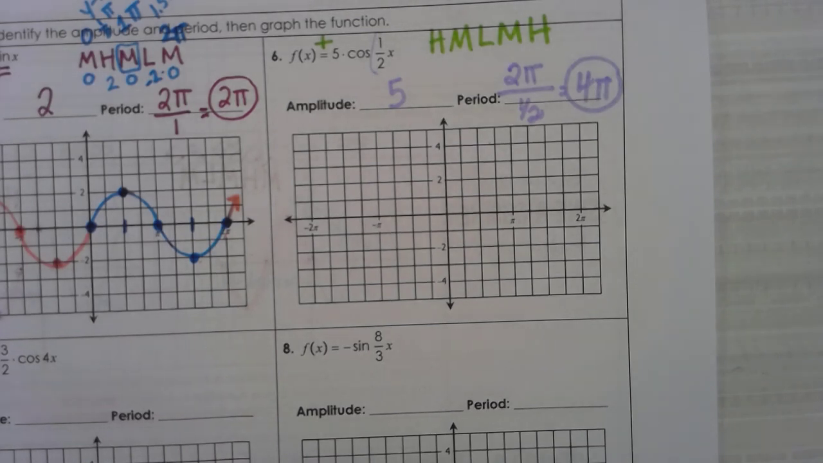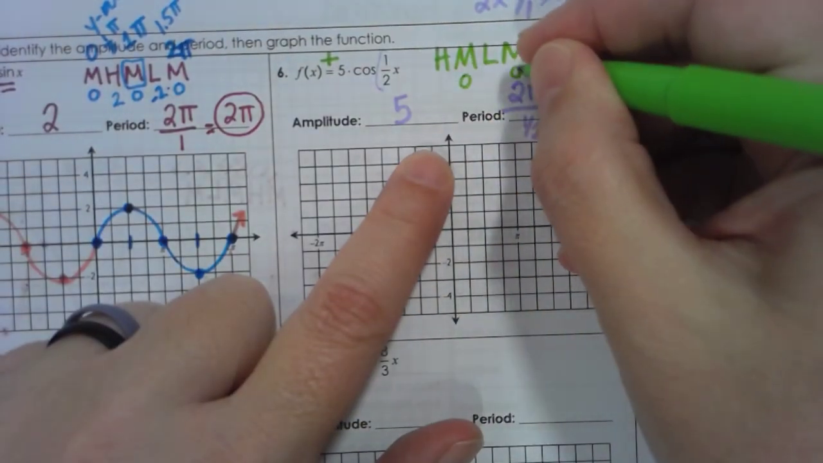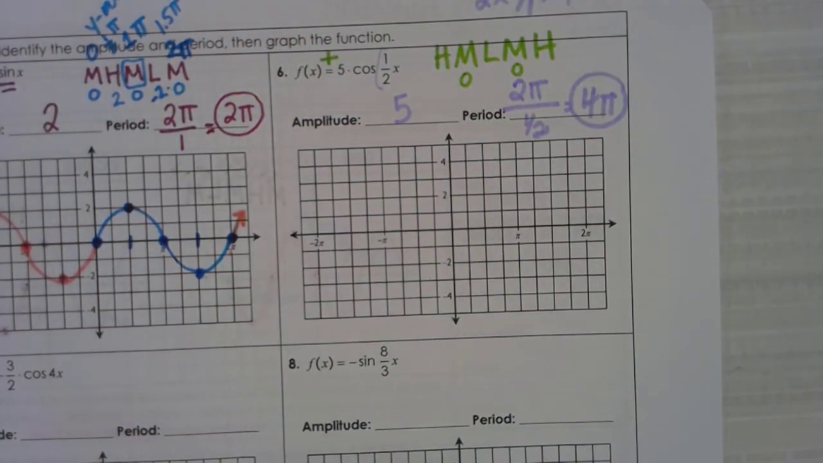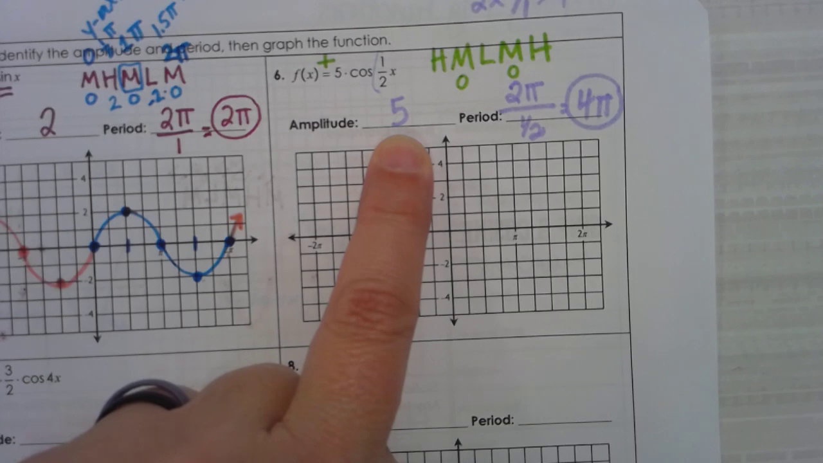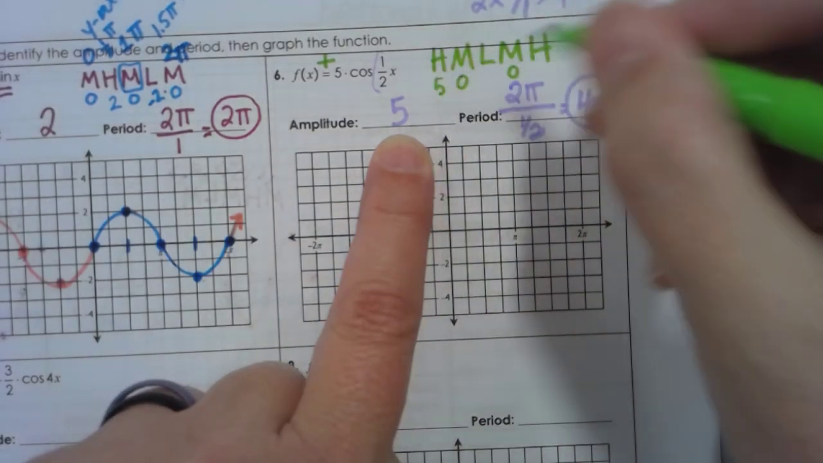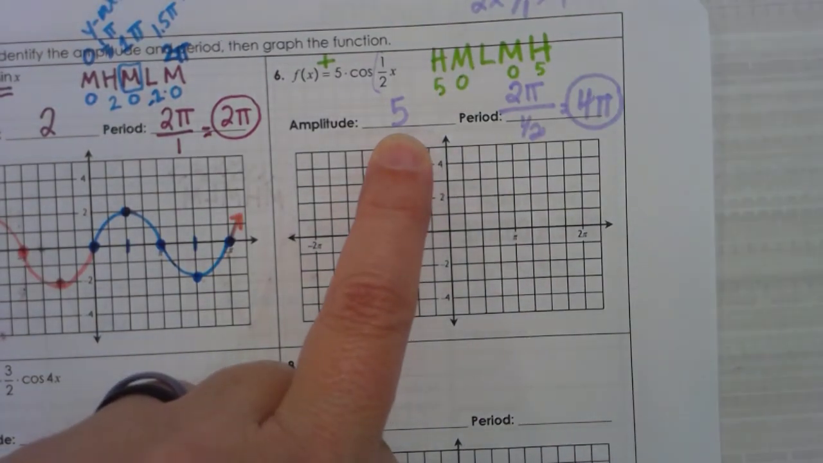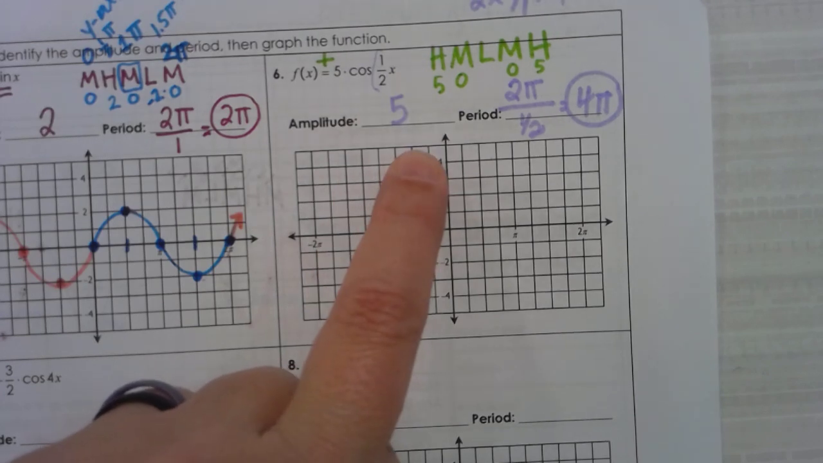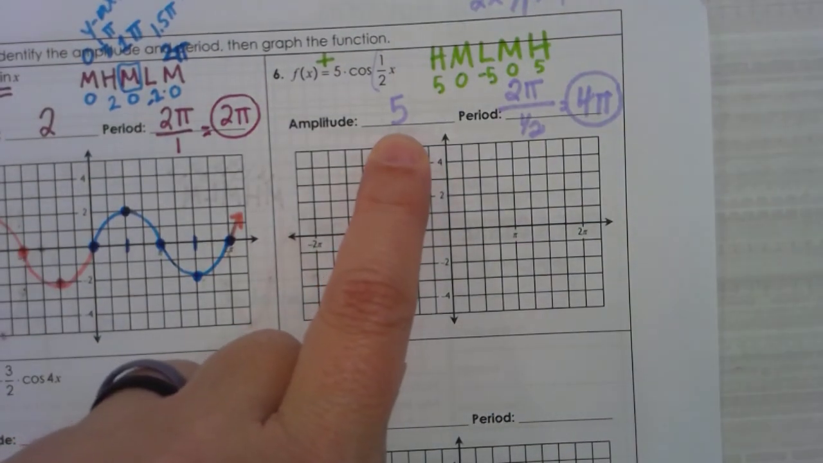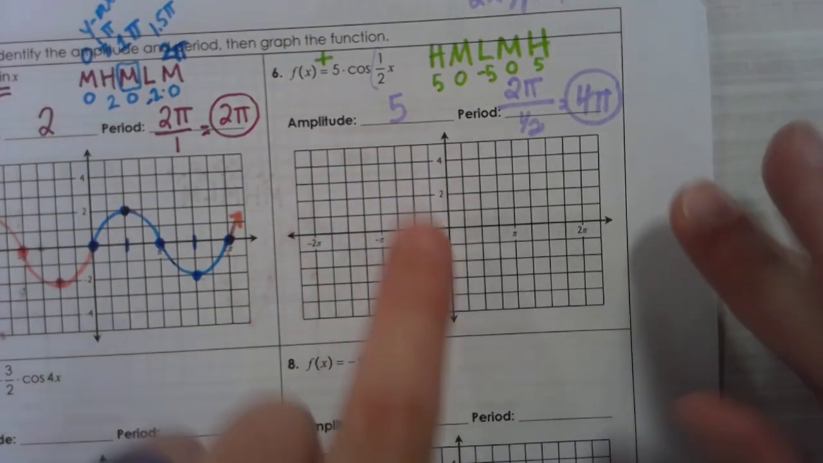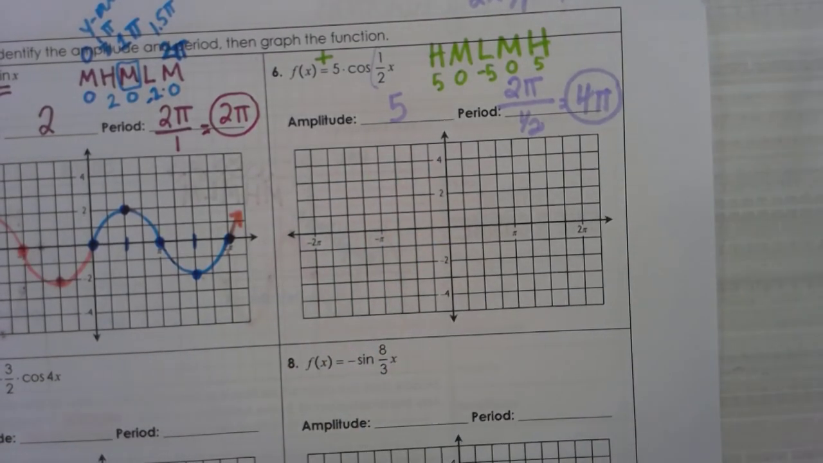So the middles are going to be at what number? Middles are at 0. The highs are going to be at positive 5. Highs are at 5. And the low is going to be at the same number, but negative. Negative 5. Okay, so we got that part. Now we just have to figure out where those go, right?